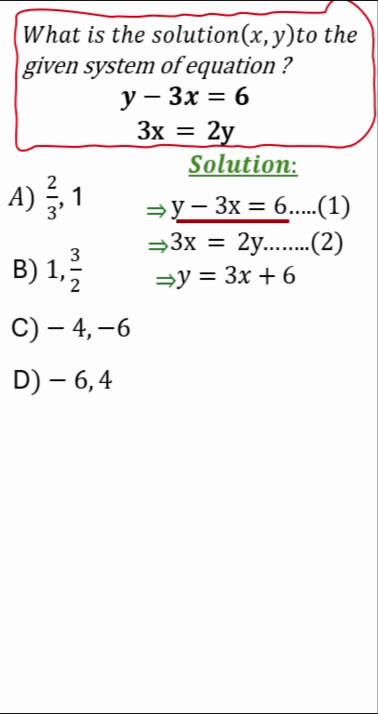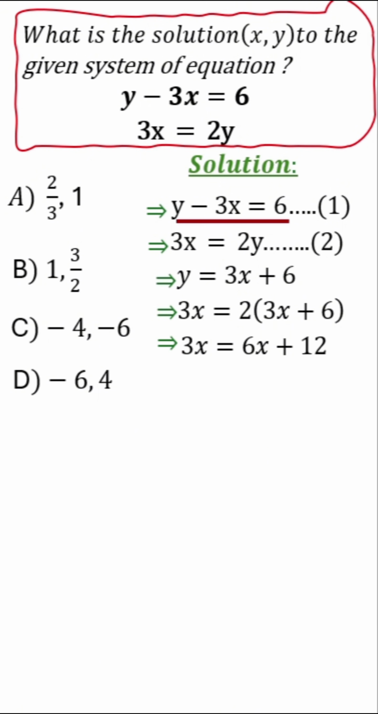So the next thing we have to do is substitute the value of y in equation 2, since we already made y the subject of the equation in equation 1. So in equation 2 we are going to have 3x equals 2 into 3x plus 6. So we substitute the value of y in equation 2. By doing so, we will multiply 2 into the equation and we are going to have 3x equals 6x plus 12. So the next thing we have to do is to bring like terms together.